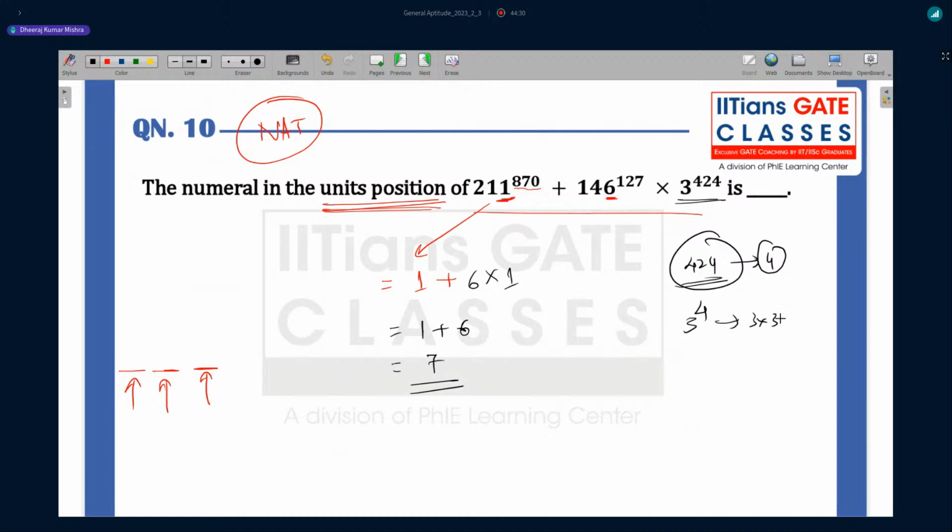3 into 3, or 3 into 3. So this is going to be what? 9 into 9 means 81, means 1 will be the unit place for this. So please keep in mind, this is the concept, and the answer for this question is 7. So how many of you understood the answer is 7, guys? So Saurabh, you understood now? Answer will be 7.